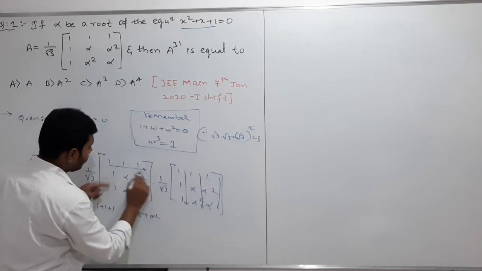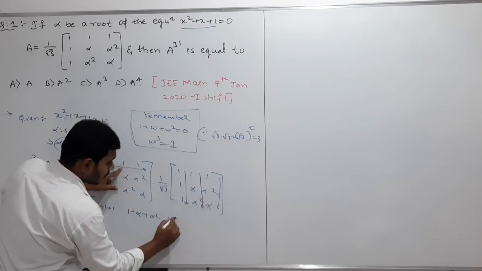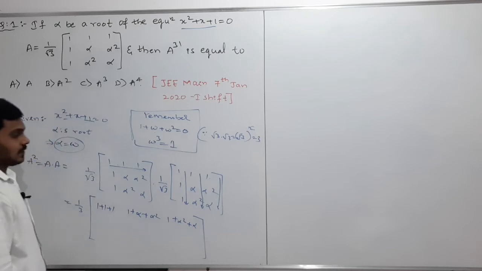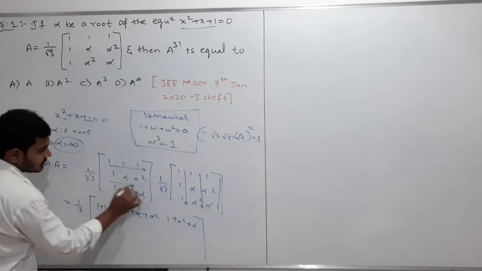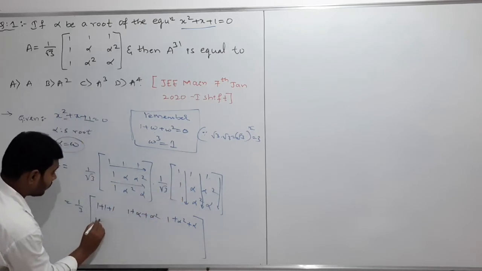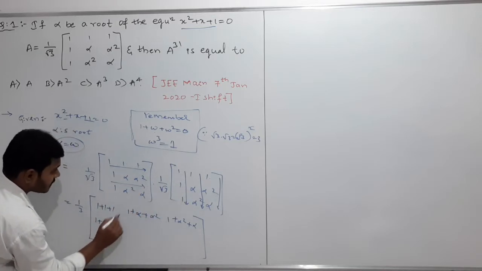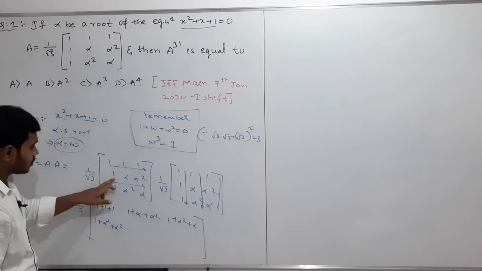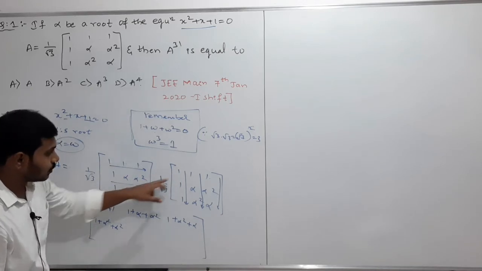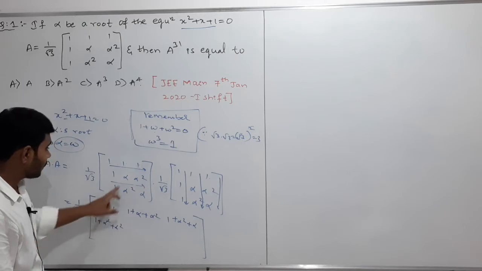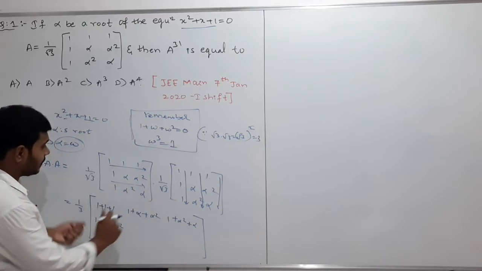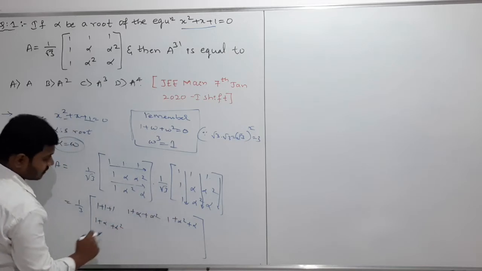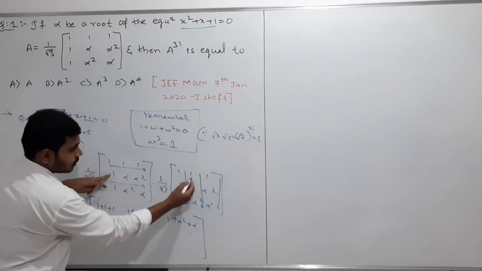1 into 1, that is 1 into alpha square, 1 into alpha, that is nothing but alpha here. Clear? And now my distance, second row first column. So 1 into 1 plus alpha into alpha is alpha square into 1. So it is second row into first column: 1 into 1 is 1, alpha into 1 is alpha, and alpha square into 1 is alpha square. Clear?